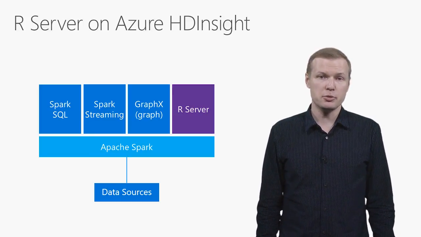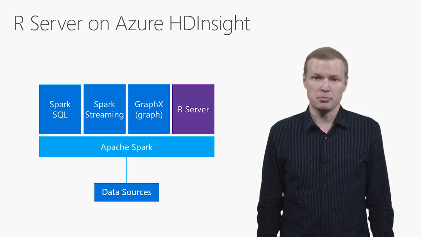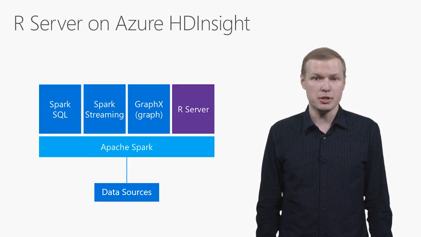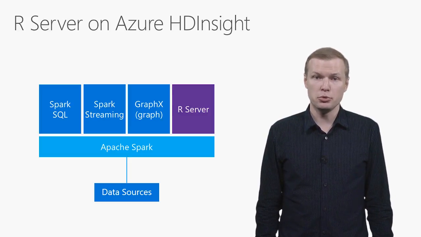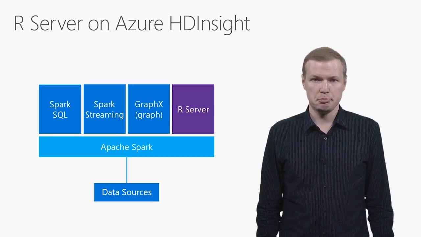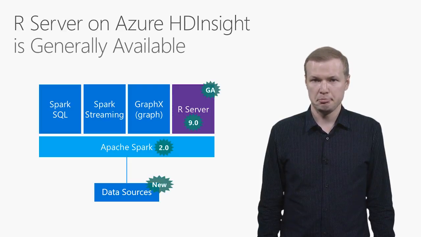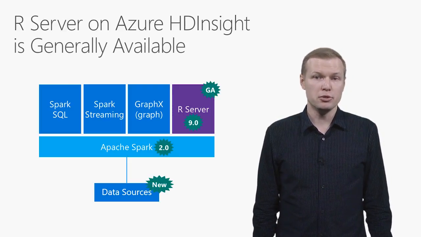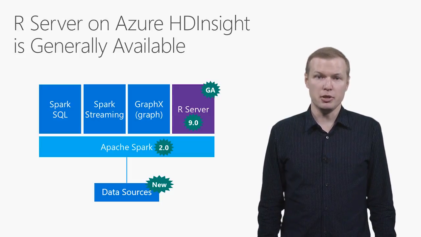R Server solves this problem by providing a large library of parallelized machine learning algorithms. The algorithms have a fast C++-based implementation, which uses Spark as a computation engine to distribute computation on a cluster of machines. We released an initial preview of this functionality in Azure HDInsight service in the spring of this year. And today, I'm excited to announce that as of November 16, we make R Server on HDInsight generally available.